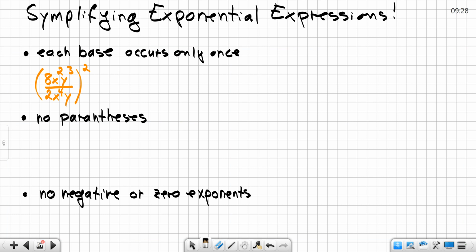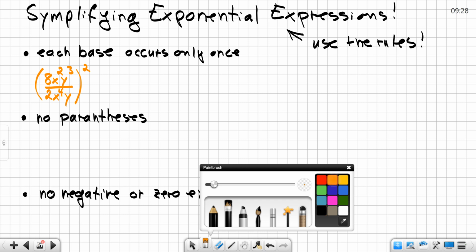So now we are ready to simplify exponential expressions. Really, what this just means is, use the rules, all of those rules that we have learned. So we are practicing all of our rules for exponents now. First, each base occurs only once. That means every variable for us is only going to show up one time.